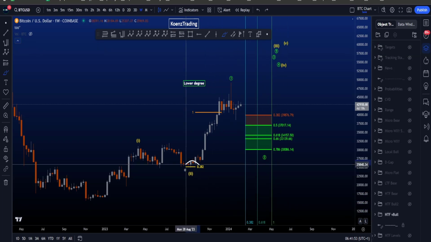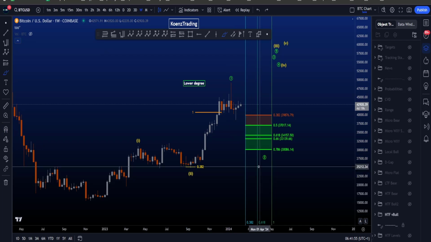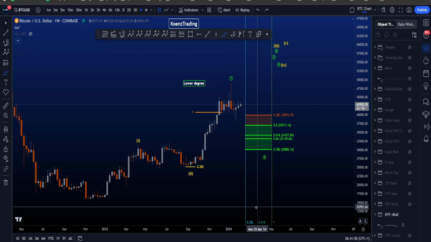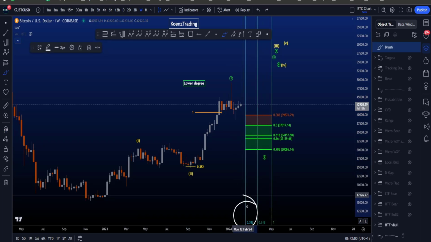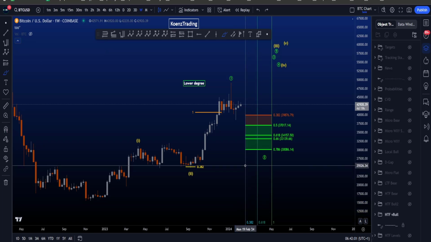Now these fib times are taken from the low to the high as well, and preferably a wave 2 will at least end after the 0.382 fib time, which is sitting on the 19th of February.